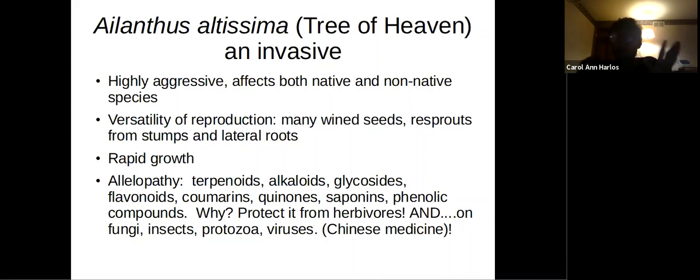So this plant is really a character. But look at all the substances it produces to protect itself. These have been isolated in laboratories and they have tested them out on various plants. That's why it is so successful.